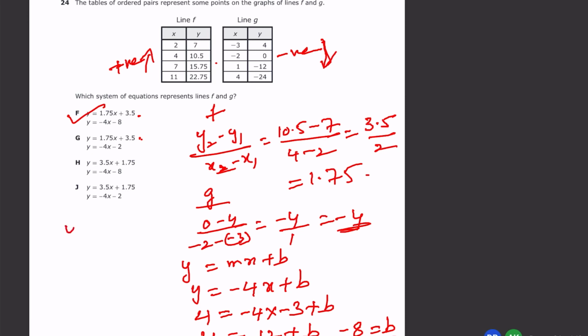So in slope intercept form you can write it as y equals mx plus b, y equals minus 4x minus 8. So only in this option can we see that. Yeah, it's there even in this one, but here you know that the slope for line f is 1.75, here it is 3.5. So therefore it cannot be h. Yeah, it can be only f.